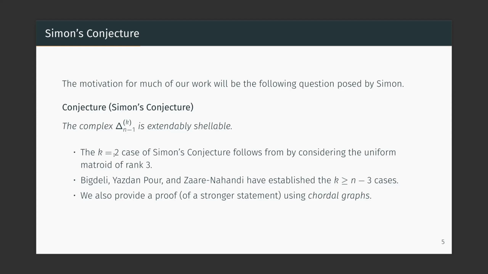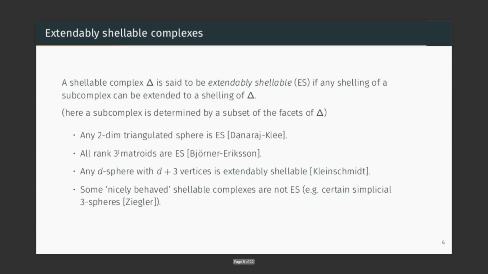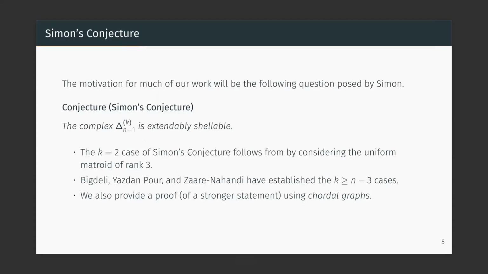K equals 2 is actually a special case of that Bjorner-Eriksson result, because, remember, the 2 skeleton of a simplex is a special kind of rank 3 matroid. It's a uniform matroid. So that follows from their result. More recently, this team of authors proved the case for k bigger than or equal to n-3. And I'll show you a proof of the same statement using chordal graphs.